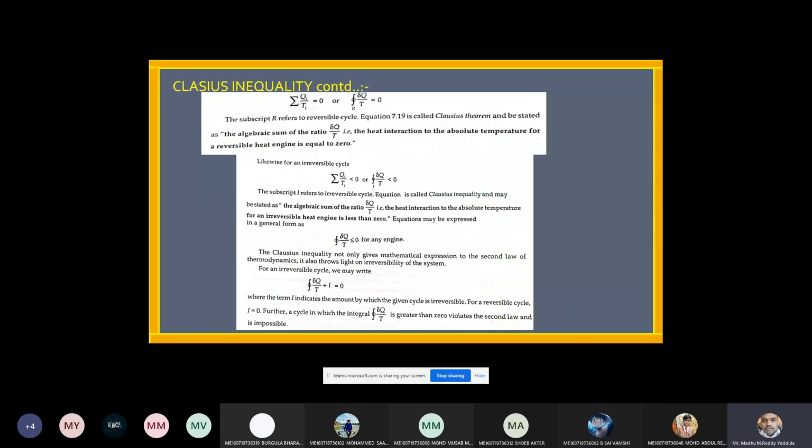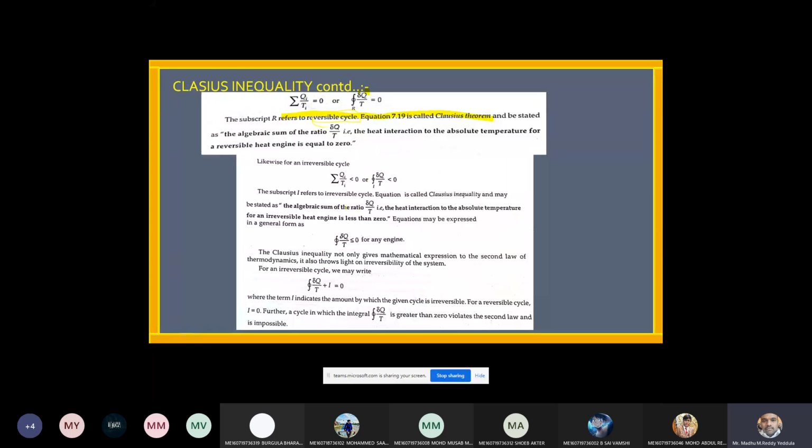Okay, right. So here the subscript r refers to the reversible engine, reversible cycle. Let me take the highlighter. Right. So the R suffix denotes the reversible engine, and the equation is called Clausius theorem. This is sigma Qi by Ti equal to 0. This is for reversible engine.